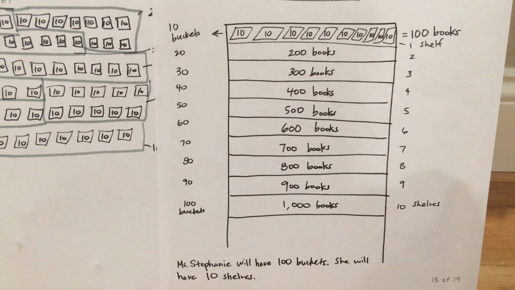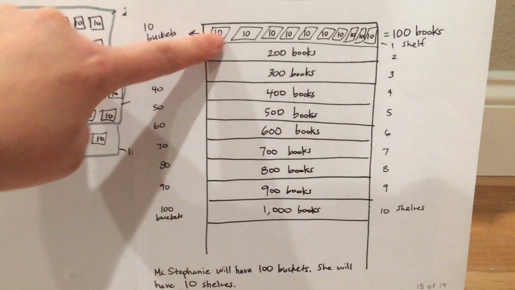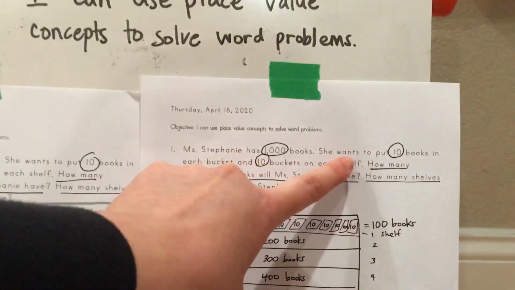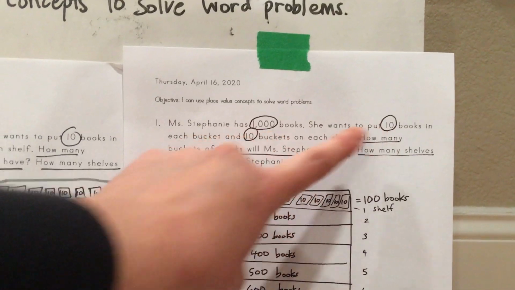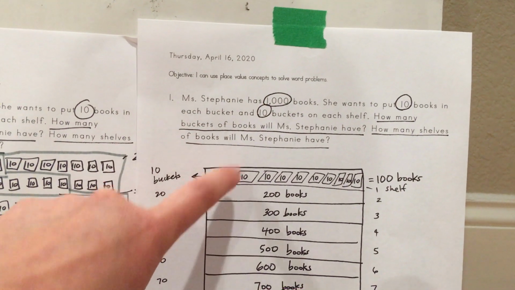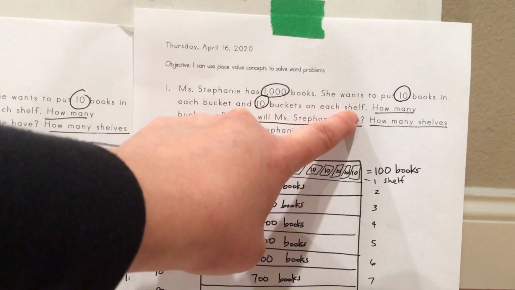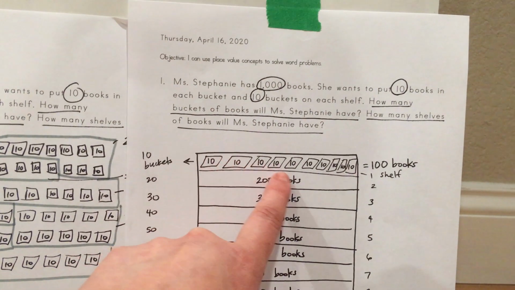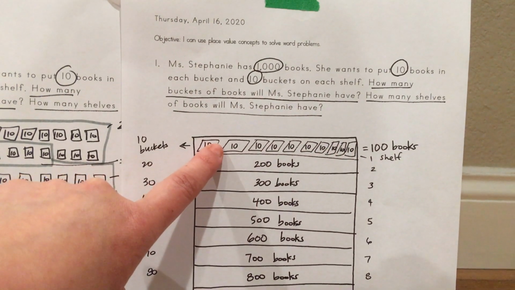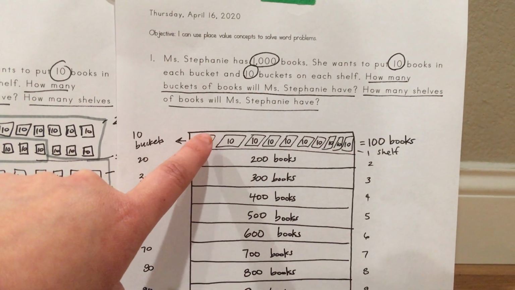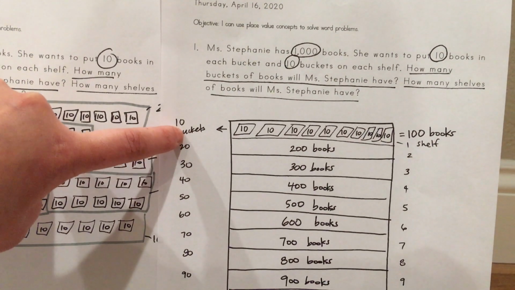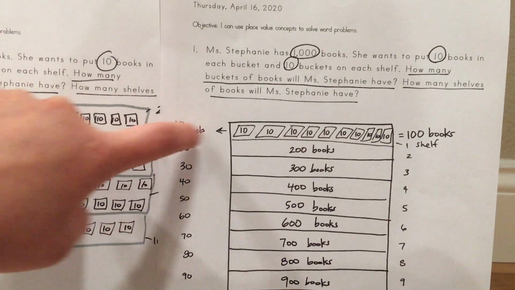This is how I had my brain process this. I was thinking about a shelf, so I literally drew a shelf. And I was thinking, if there are 10 books in each bucket, I drew a bucket with 10 inside. And there's 10 buckets on each shelf, so I made sure that I drew 10 buckets on a shelf. And then I stopped there and I counted. I made a label, 10 buckets for one shelf.